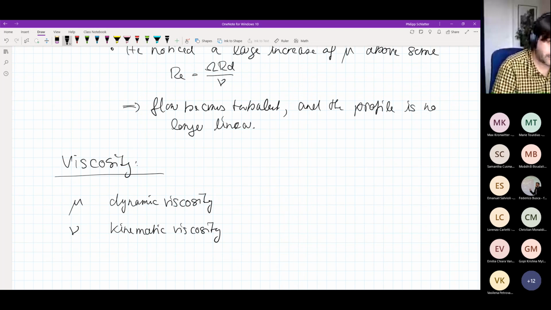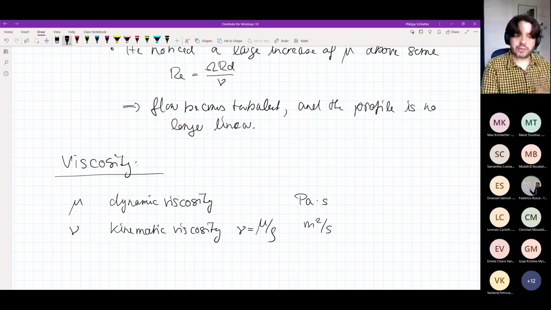And the relation between the two is very simple. I mean that the nu is just the mu divided by the density rho, which then means that the dynamic viscosity has a unit of Pascal times seconds, and the kinematic viscosity has units of meter square divided by second.